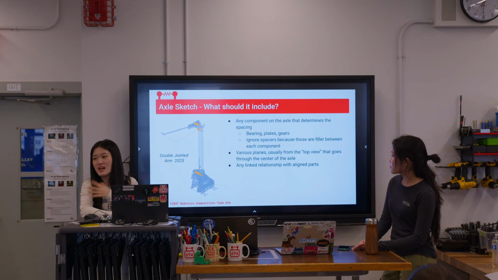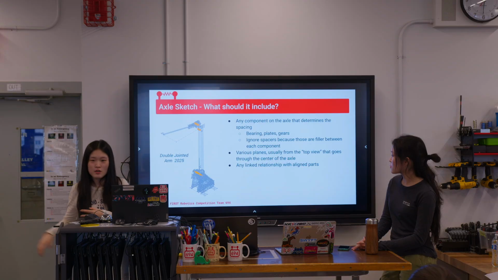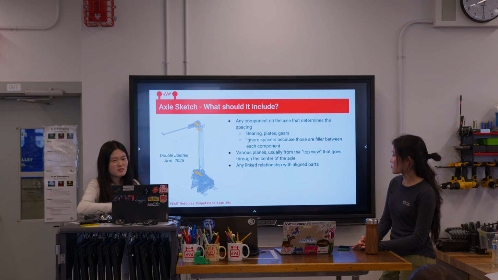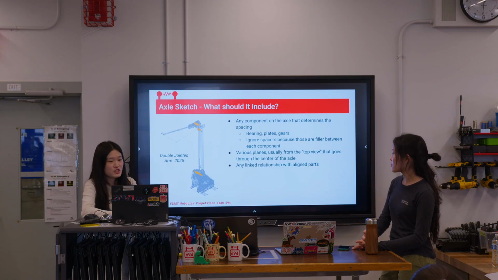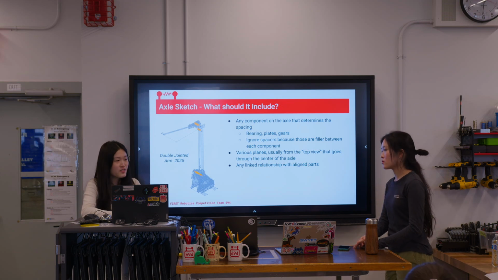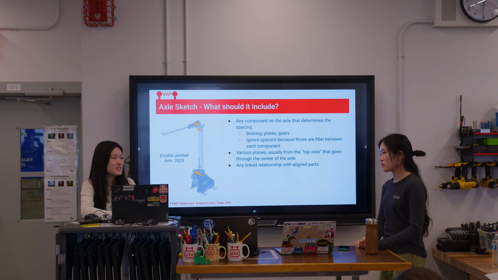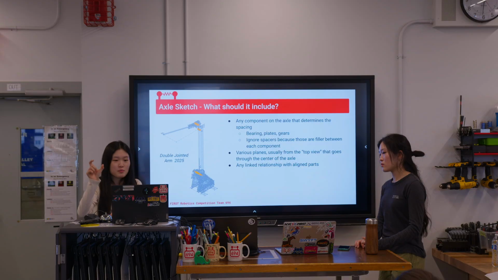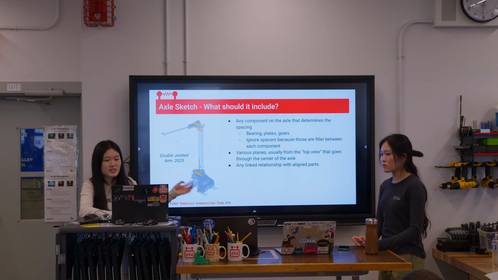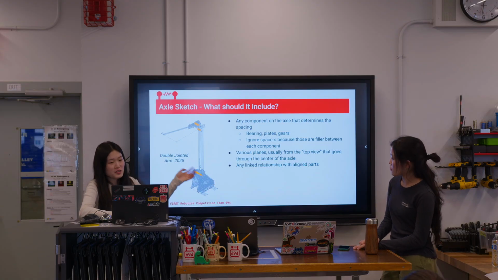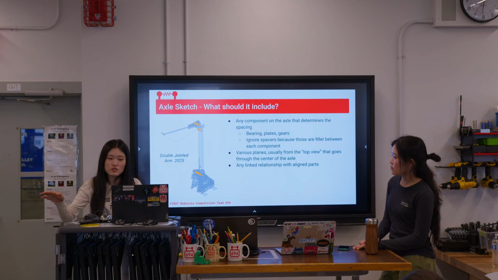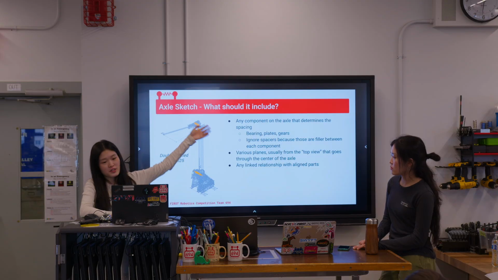Also, just for clarification, the axle sketch is technically part of mechanism master sketching. It's also part of defining the mechanism. Anyways, you should include any component on the axle that determines the spacing between the axles. Even if it may seem insignificant and tedious, like the bearing flanges, the bearing body, and the plates, whether it's 1/8 or 1/4, and even the gears, everything important that takes up space should be on the axle sketch, except the spacers, because the spacers are just fillers between these components: the bearings, plates, and gears.